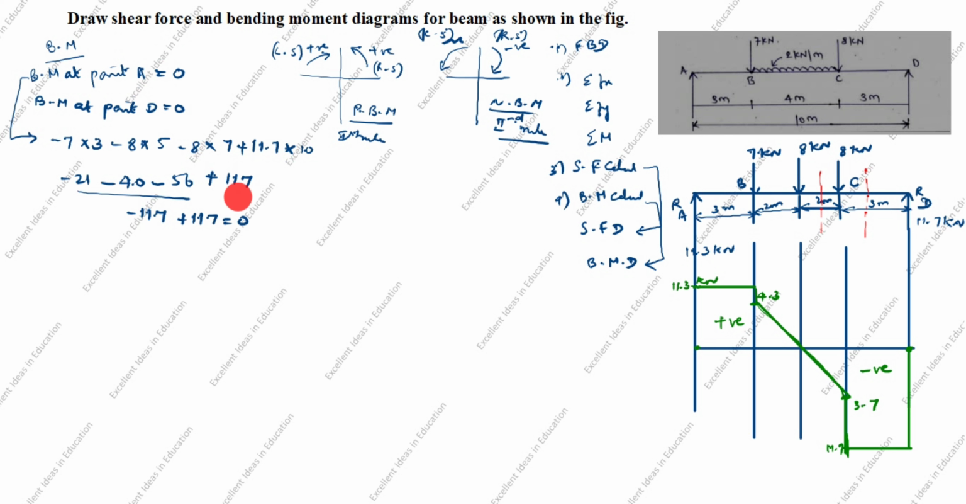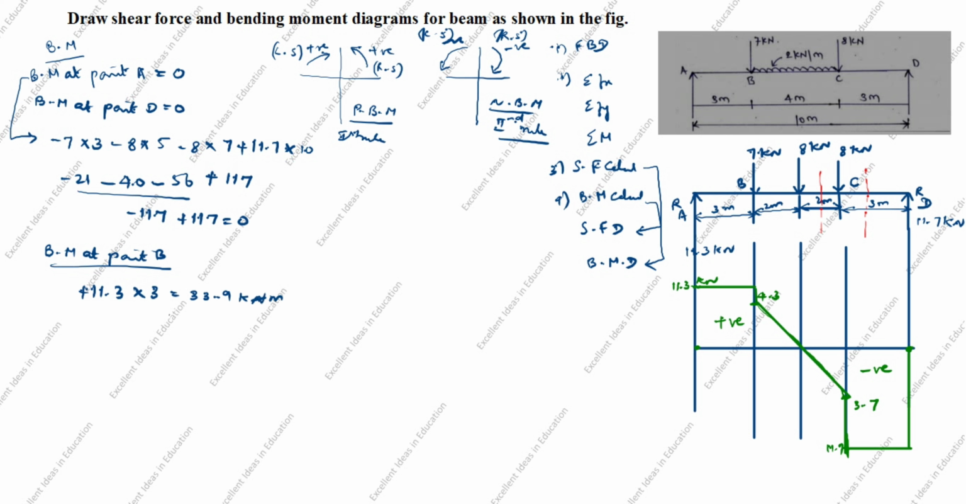Next we will calculate bending moment at point B. Now we will calculate bending moment point B left side. Left side from here to here you see arrow goes up. From here to here you see clockwise is positive. Positive 11.3 into perpendicular distance up to B only 3. 11.3 into 3 is equal to 33.9 kilonewton meter.